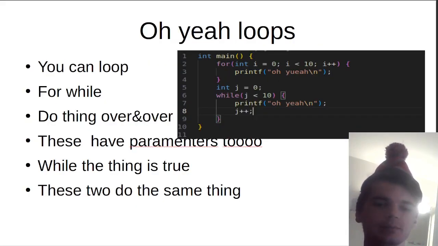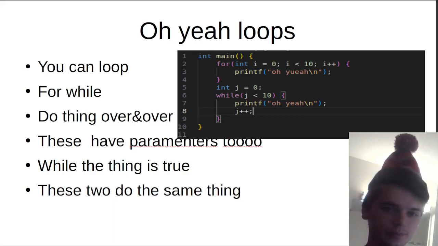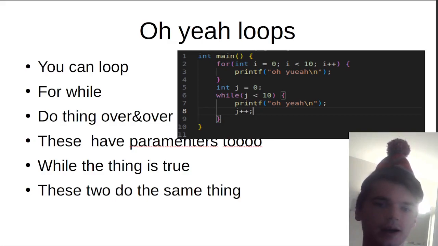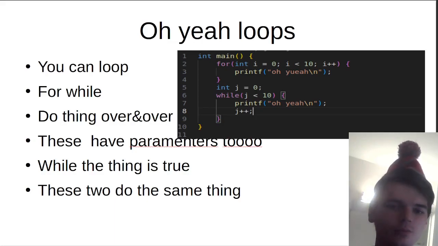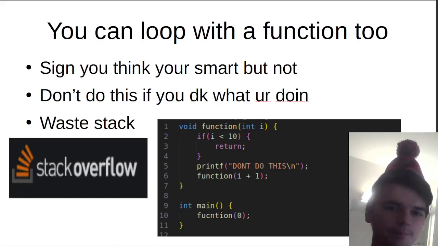Okay, so loops. So code is pretty much just going in a straight line by now, but now we can loop. So you can do a for loop or a while loop. These just do things over and over. These have parameters too. They're gonna keep looping while the thing is true in the thing. A for loop and a while loop are the same thing. A for loop is just kind of more compact, but honestly, while loops are kind of better.